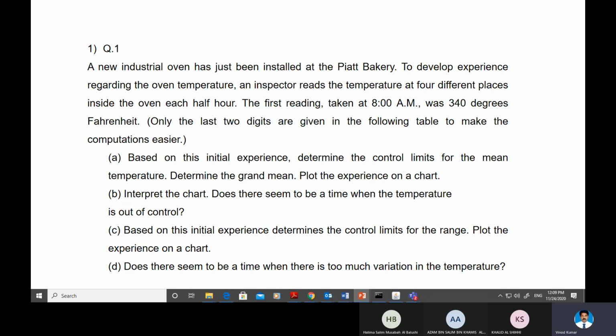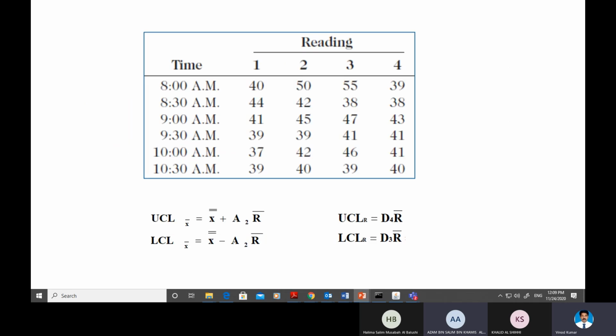Do you have a calculator with you? Calculator and paper to write? Because I need answers from you. Yes, doctor, no problem. Then I need answers from you. Let me explain to you clearly.